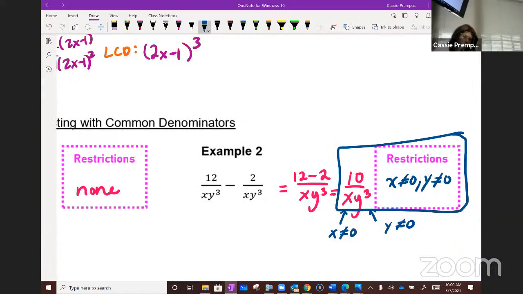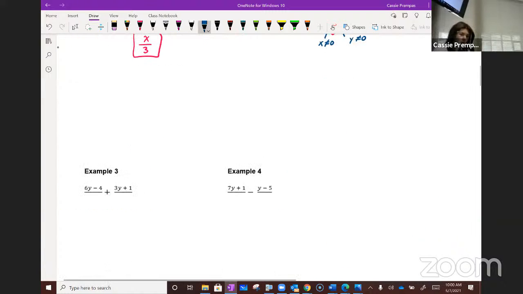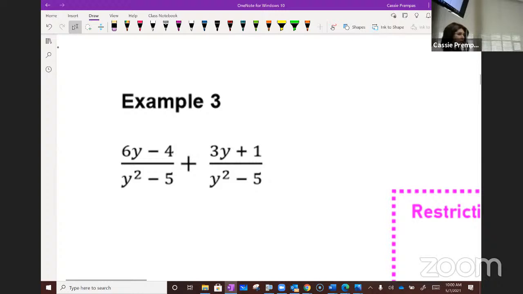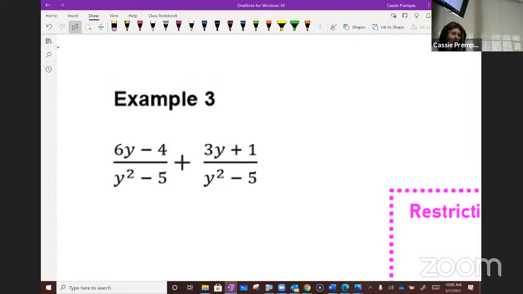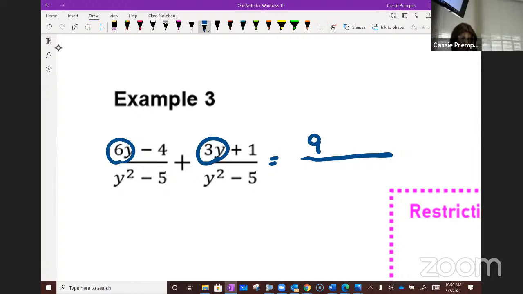All right, let's keep working, but let's advance the examples a little bit more. Example 3, do they have a common denominator? Yes, so we can combine the numerators. Let's go ahead and combine them in a single step. What's 6y plus 3y? 9y. And what's negative 4 plus 1? Negative 3. Good. And then I still have this y squared minus 5.